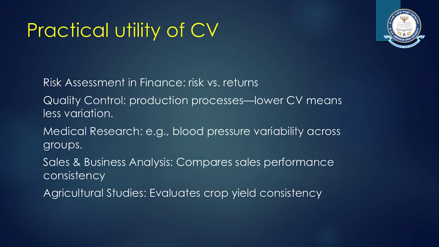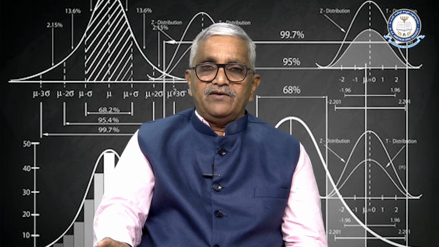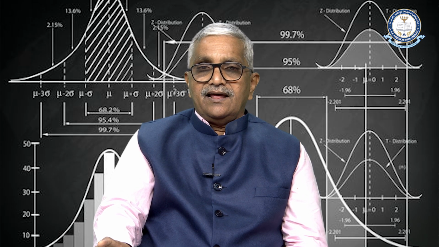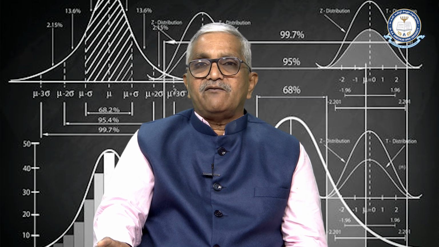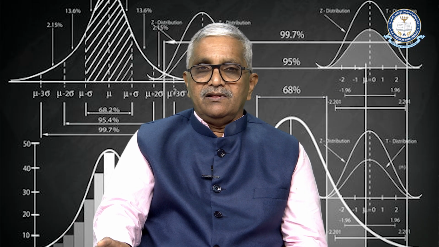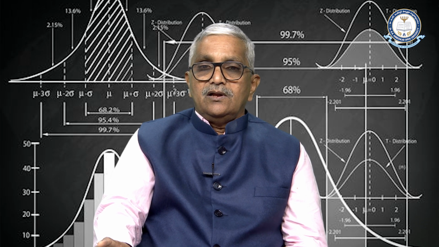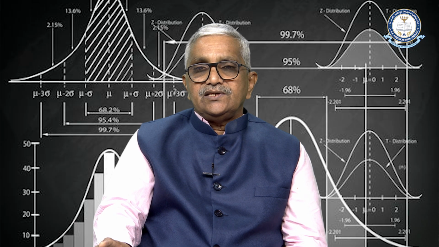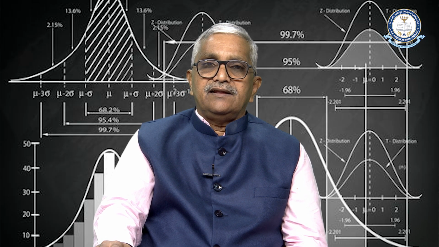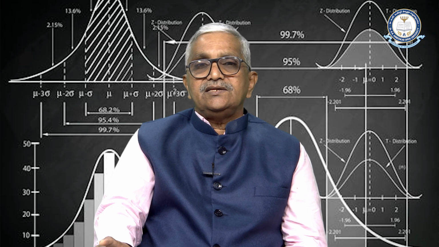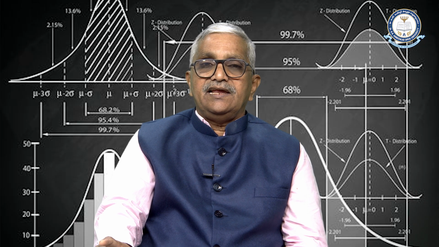In medical research, for example, to measure blood pressure variability across different groups, we can use coefficient of variation. In sales and business analysis, to compare sales performance consistency of various sales people, we can use it. In agriculture studies also, to find out the consistency in the yield of crops, we can calculate coefficient of variation. So, these are the practical utilities of coefficient of variation. This is one of the very good measures of variation, particularly for comparison purposes.